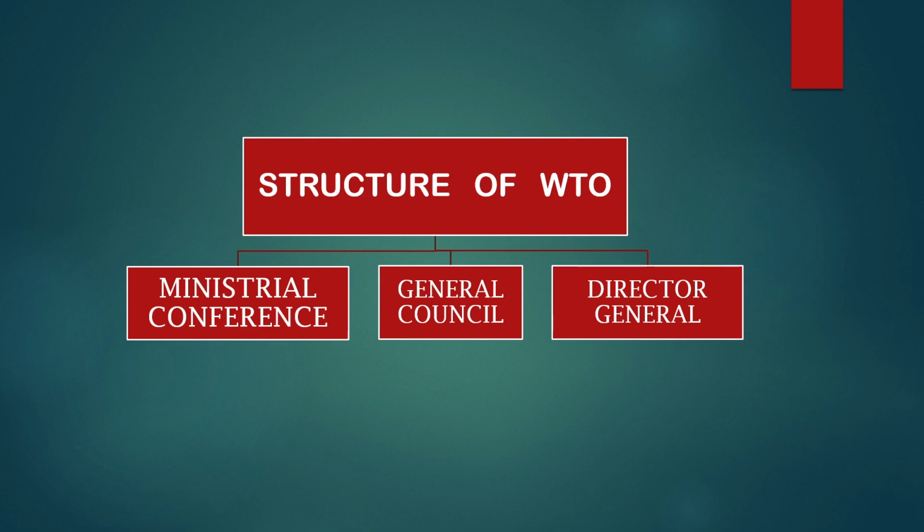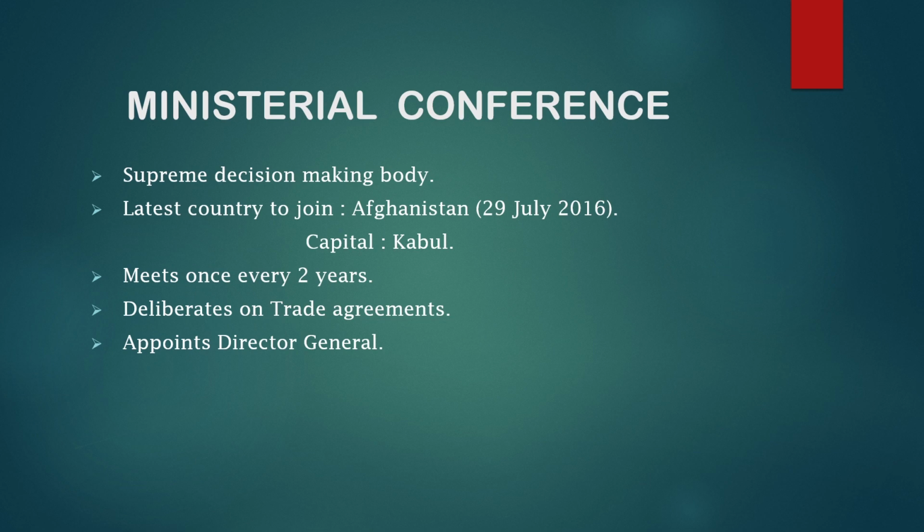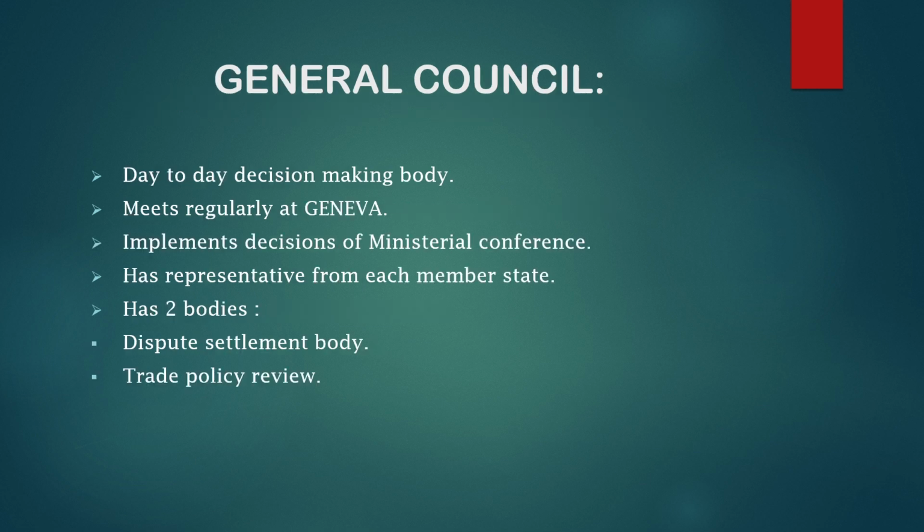Structure of WTO. Ministerial Conference, General Council, Director General. Ministerial Conference. It is the supreme decision-making body of WTO. And the latest country to join WTO is Afghanistan on 29 July 2016, and the capital city of Afghanistan is Kabul. The Ministerial Conference meets once every 2 years and it deliberates on trade agreements. It also appoints the Director General of WTO.